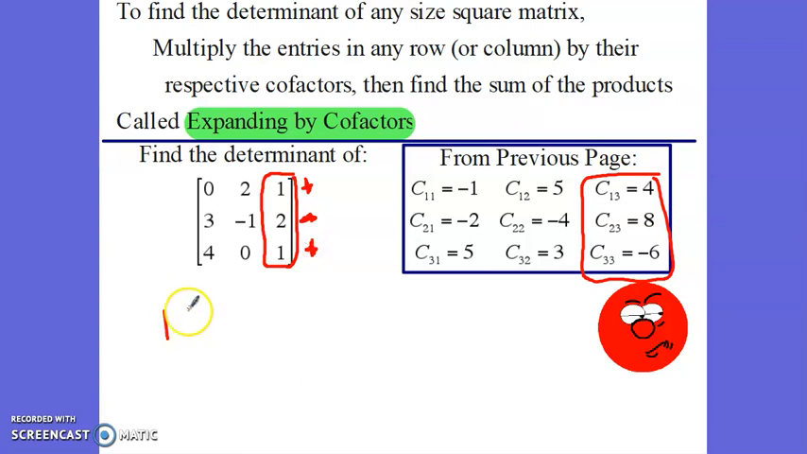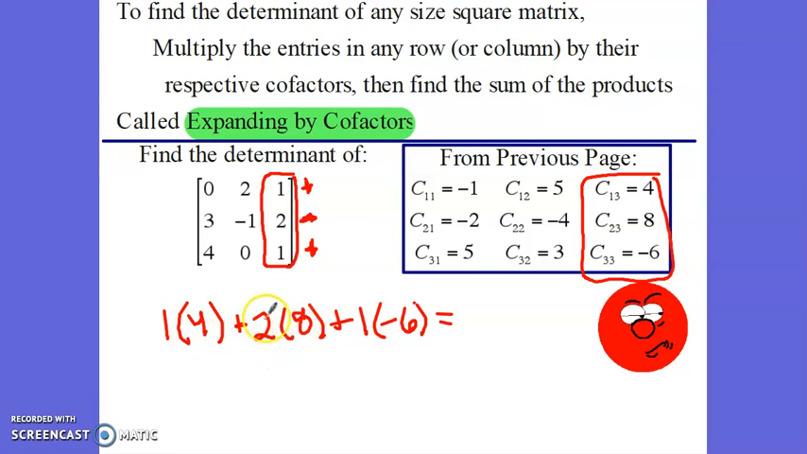So I'm just going to take that 1 times 4, and then I'm going to add on that 2 and this positive 8, and this 1 and this negative 6. If I work that out, 4 plus 16 is 20, minus 6 would be 14, and that was the determinant of my matrix. Again, if this was matrix A, this would equal the determinant of matrix A.